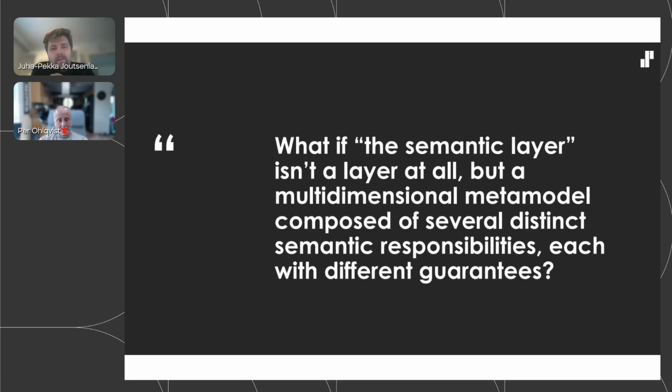But maybe, and this is now the statement. So what if the semantic layer is not a single layer at all, but more of a meta model consisting of multiple dimensions, and each of them has separate semantic responsibilities with some guarantees on certain aspects of the semantics. Just food for thought on this. And I will walk through what those dimensions would then be.